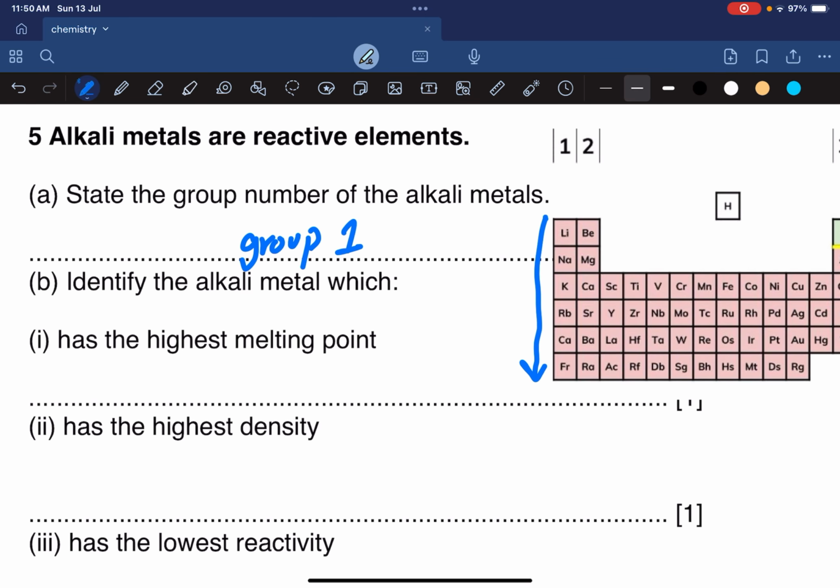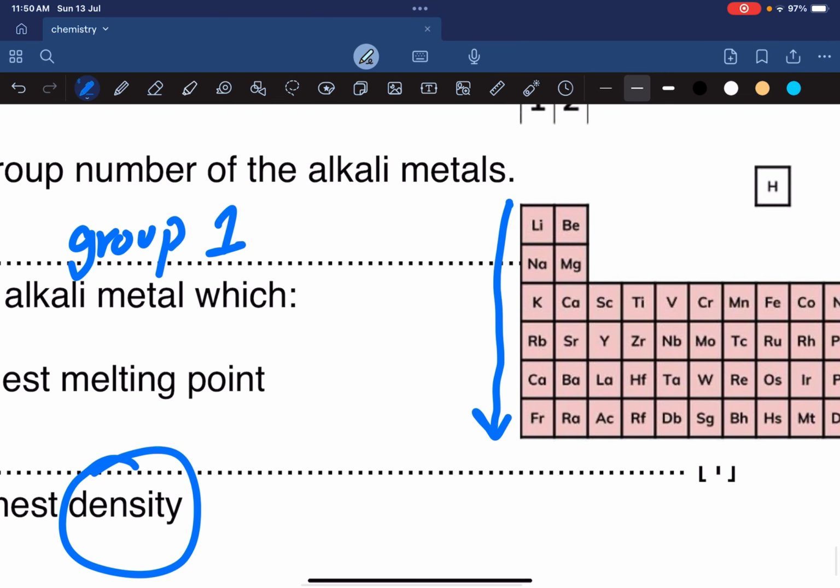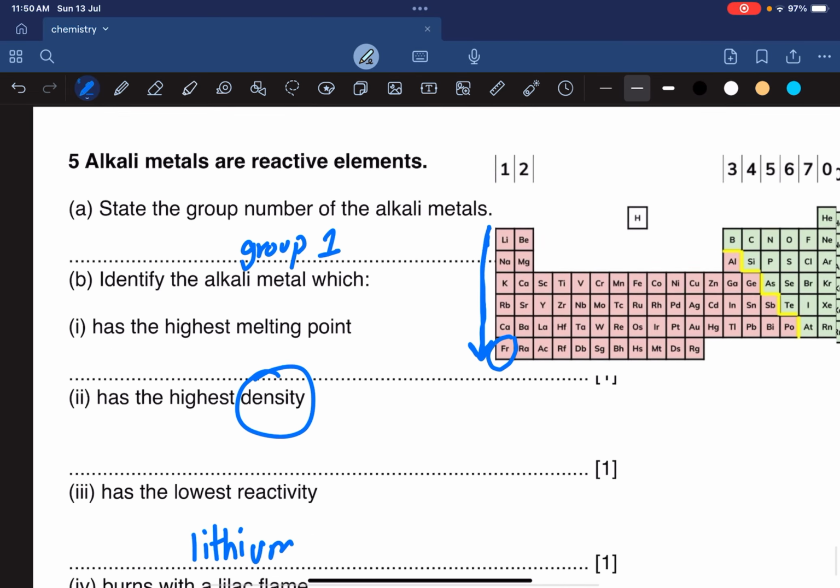So the one with the lowest reactivity is going to be lithium. The one with the highest density, I guess you should know the trends: your density increases down the group. Okay, the density increases down the group. So the most dense is going to be francium.